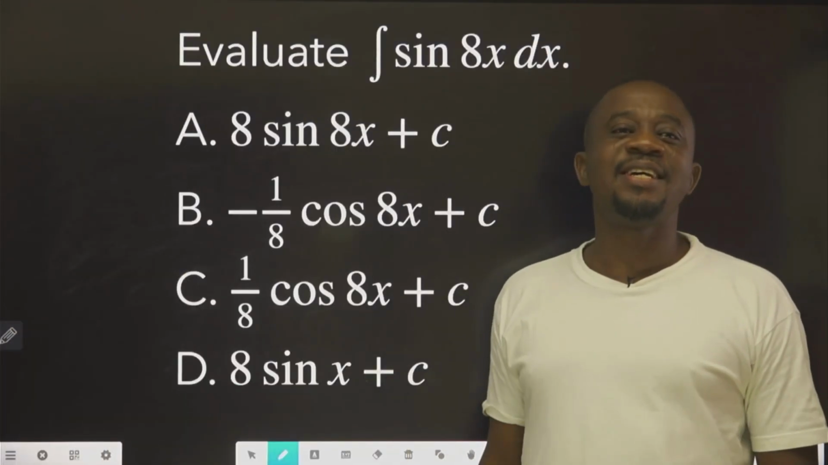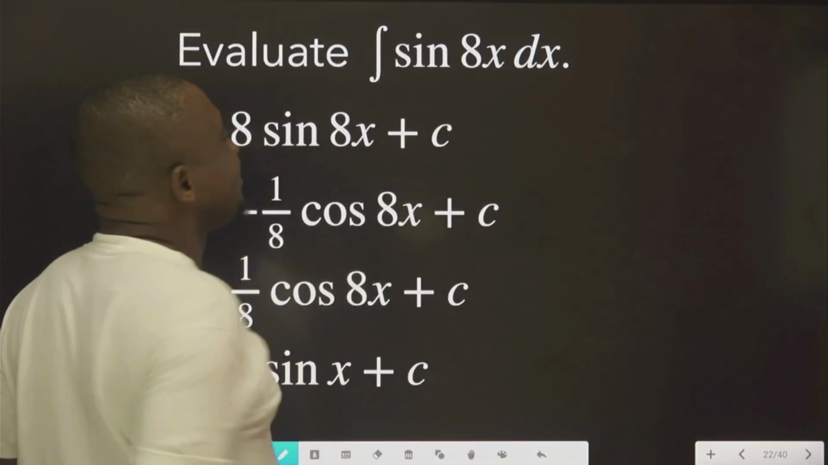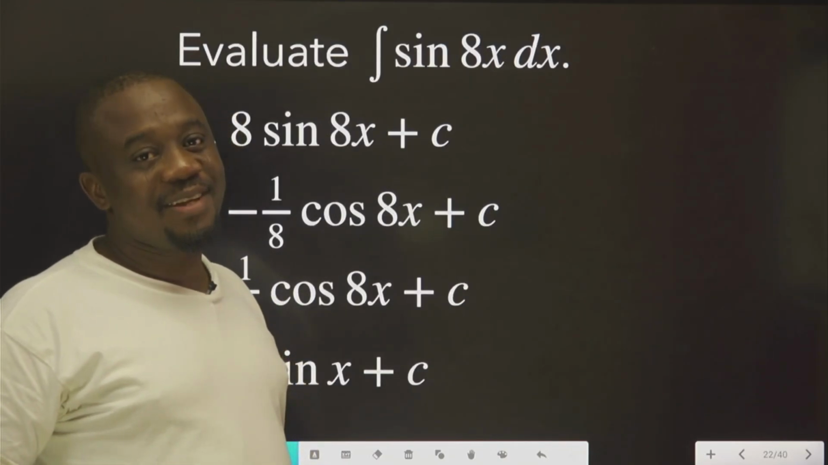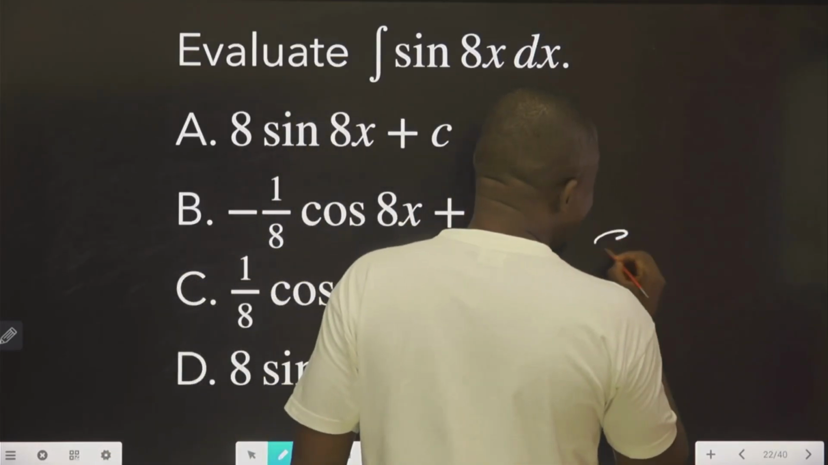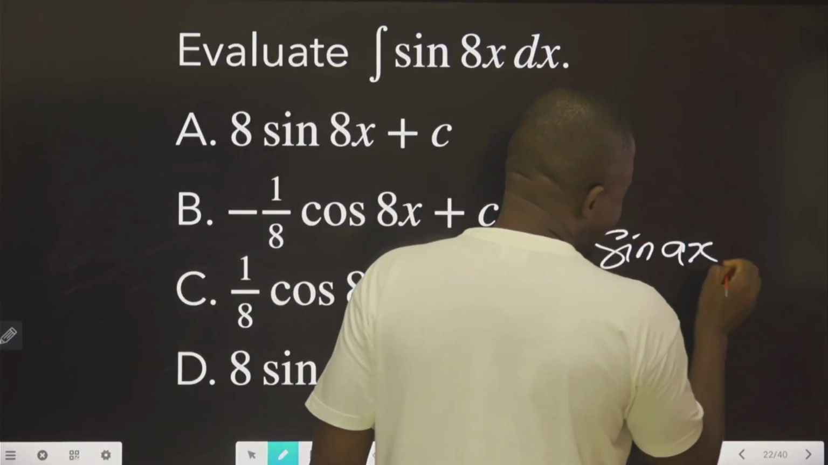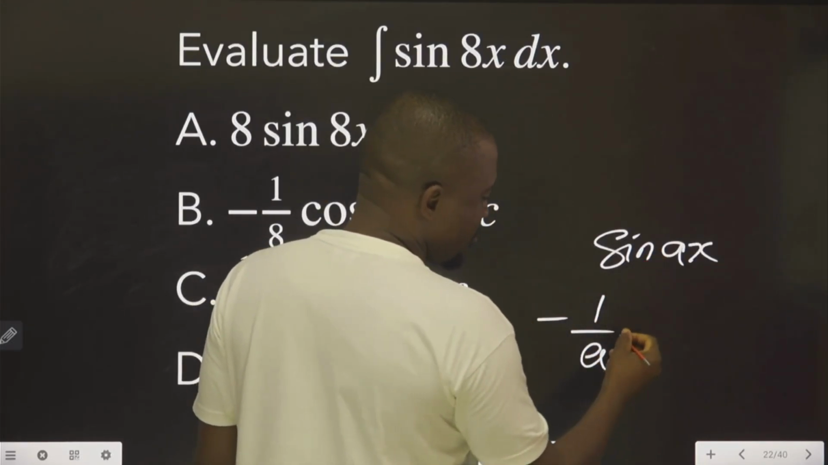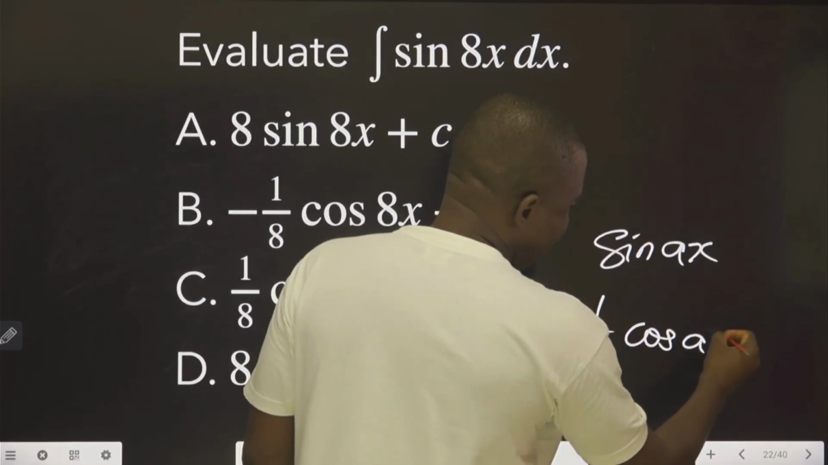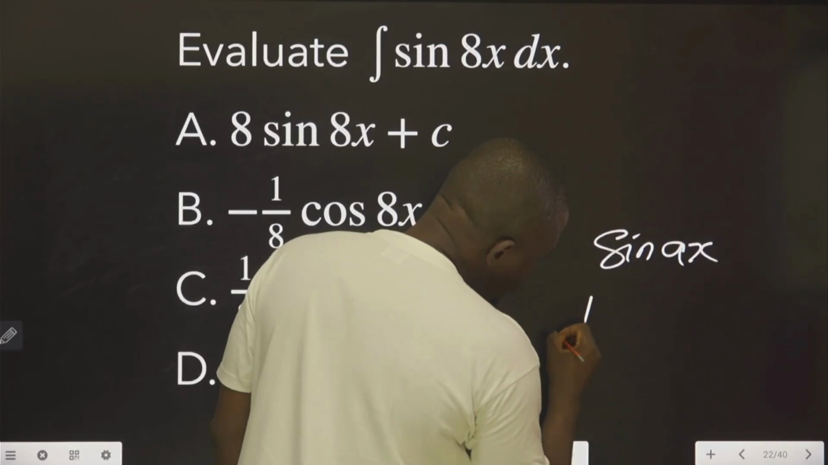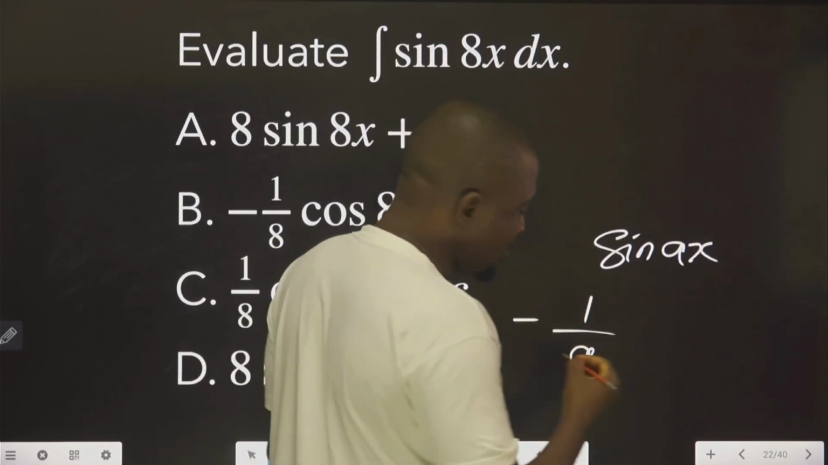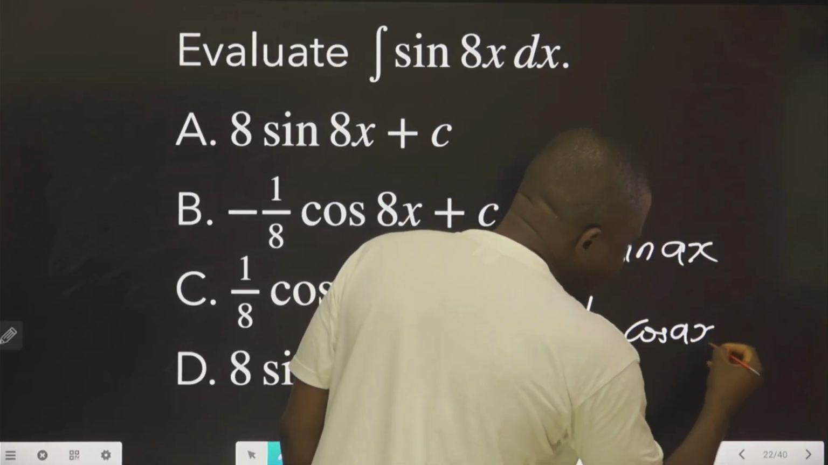Let's look at it. It says, evaluate this, that is, sine 8x. If you know your integration very well, integration says that sine ax, this is the coefficient, is always minus 1 over a cos ax. Bring this out like this. Put minus here. Change this to cosine. Retain this, say plus c.